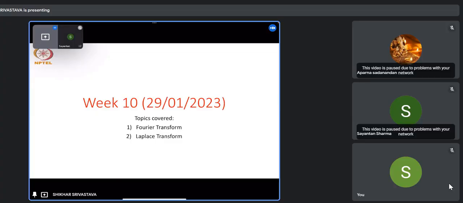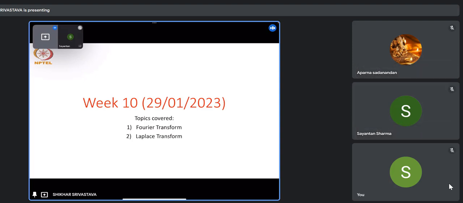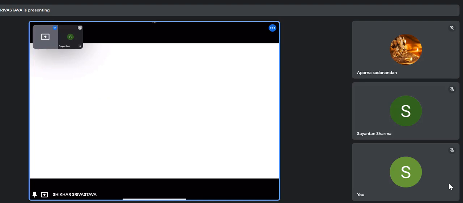In this class, two topics which were not covered till now: Fourier and Laplace transform. So I will just cover those two topics in today's class, solve some questions, and then we will end this session. So to start with, what is, first of all, Fourier transform?